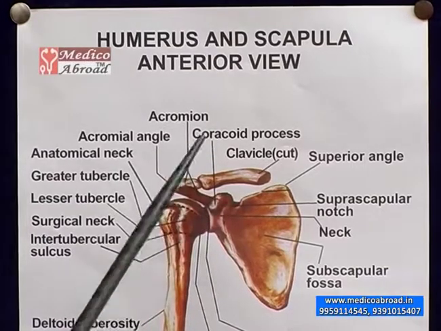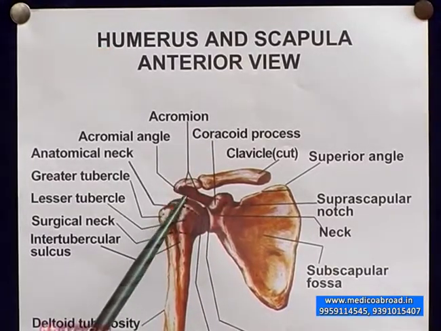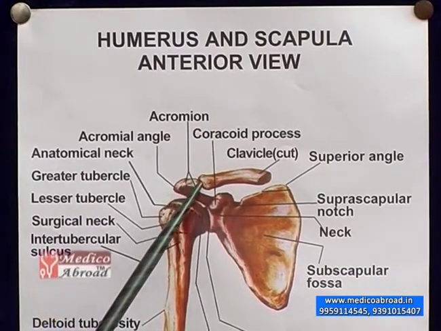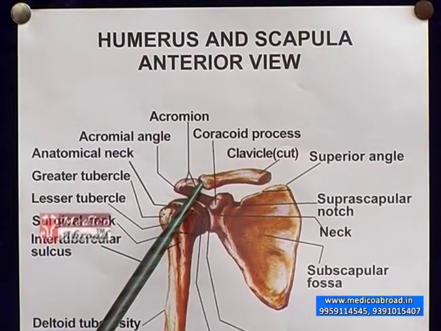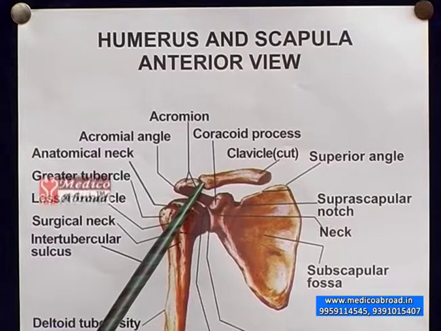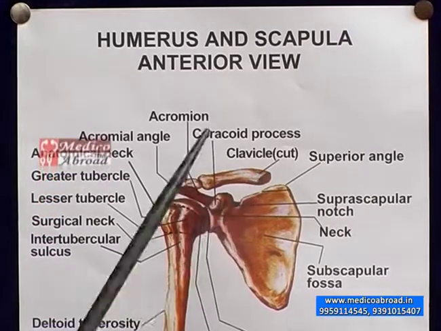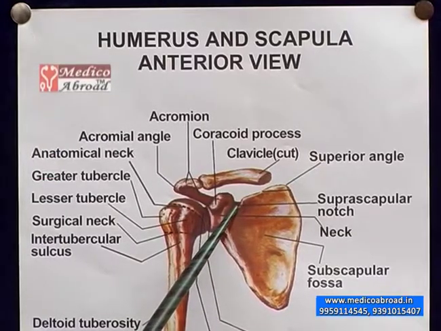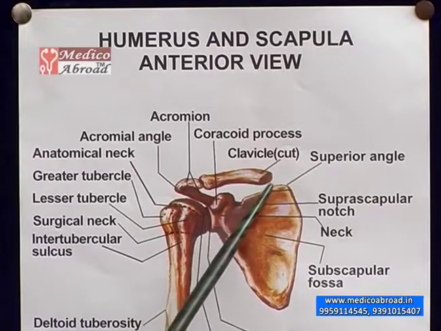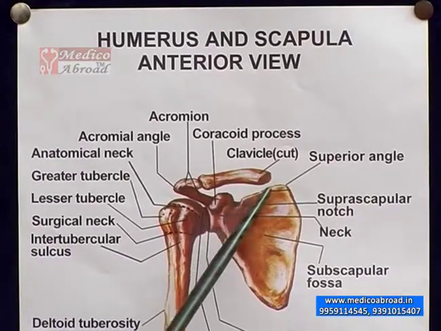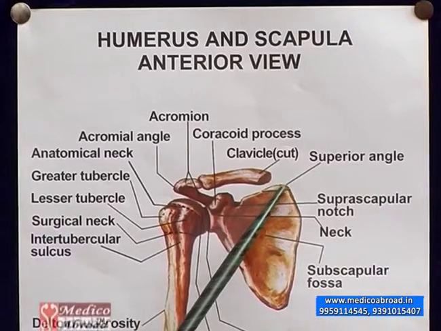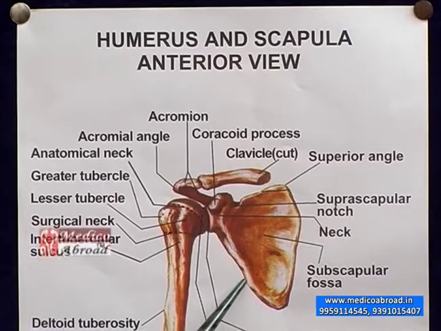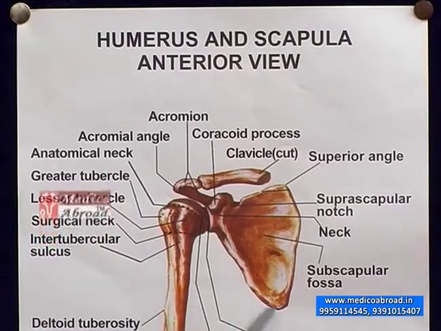of the scapula. Superiorly, this will be the acromion. The acromion articulates with the acromial end of the clavicle. It forms the acromioclavicular joint, that is the cut end of the clavicle. Now if you follow the coracoid process, you will find the suprascapular notch, the superior angle of the scapula, the superior border, superior angle of the scapula turning into its medial border, inferior angle and lateral border of the scapula.